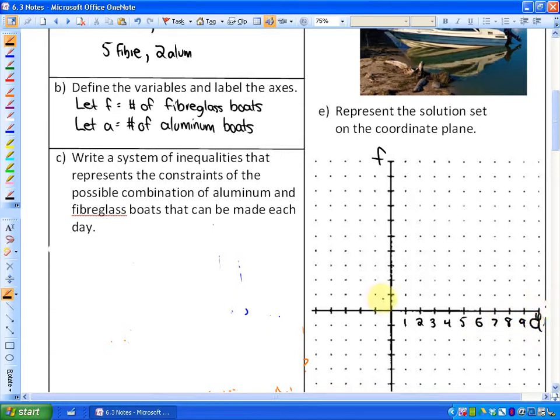Now the next part says, write a system of linear inequalities that represent the constraints of the possible combination of aluminum and fiberglass boats that can be made each day. I'm going to actually skip that part for the moment. That's the more mathematical way to represent the solution, but I will show you that later on. Let's first of all look at the non-mathematical way. So I'm going to represent the solution set on the coordinate plane. So how can we represent on the coordinate plane all the possible combinations of fiberglass and aluminum boats that can be made in one day?